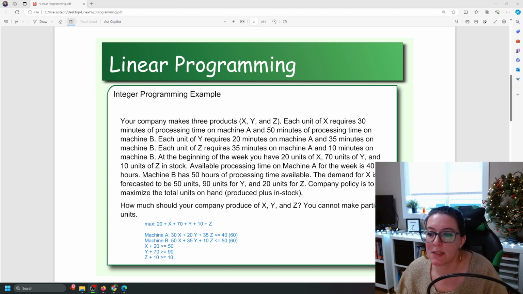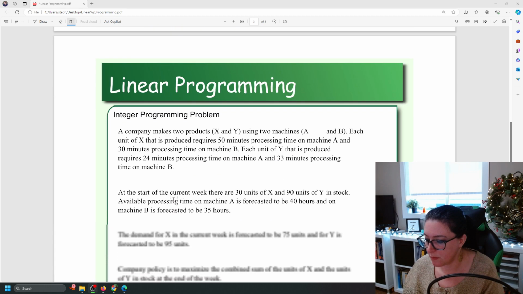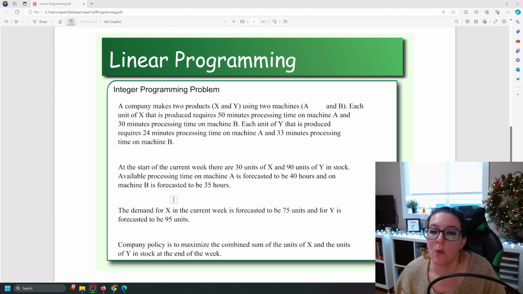So given that we've just done the integer programming example, how about trying one on your own? Here we have a scenario where we make two products, X and Y, using machines A and B. Each unit of X that is produced requires 50 minutes of processing time on machine A and 30 minutes of processing time on machine B.